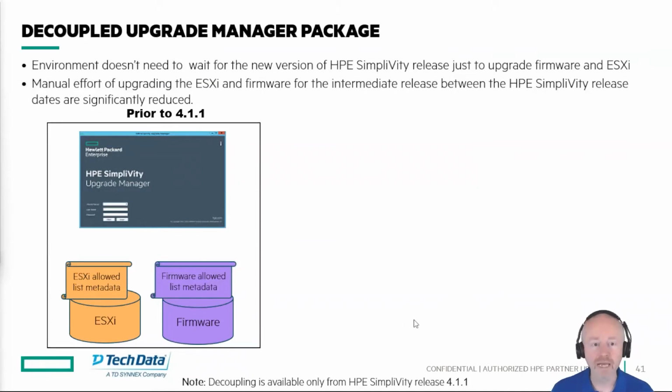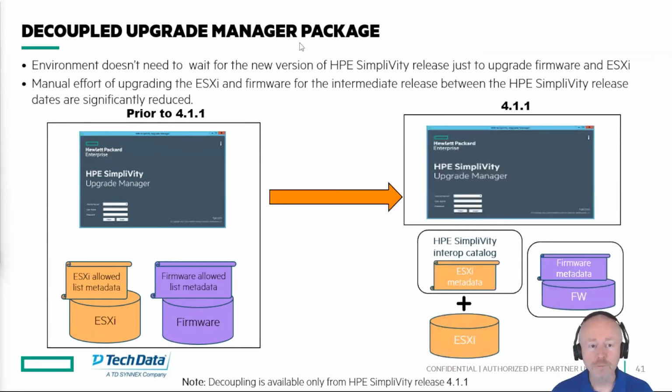Now, sometimes there are faster ESXi updates, then there will be SimpliVity updates, and you had to wait for a SimpliVity update before you can do the VMware update. So now with 4.1.1, HPE has decoupled the upgrade manager package. Now, there's an additional file. It's called the SimpliVity Interop catalog, which is a little file that you can download from the HPE support pages. And so now you will be able to update separately ESXi, the firmware, and then the SimpliVity software itself.